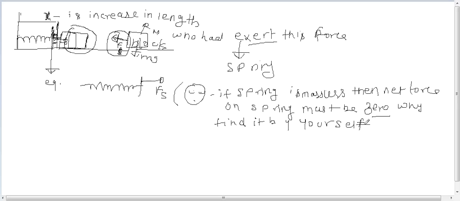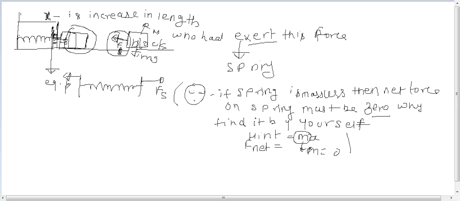A hint is here: m into a, where m is 0. Fnet is equal to m into a, a is equal to a, m is equal to 0. Okay, so think about this. So the net force on the spring must be 0. So there must be a force on the spring along this direction to keep the net force 0.